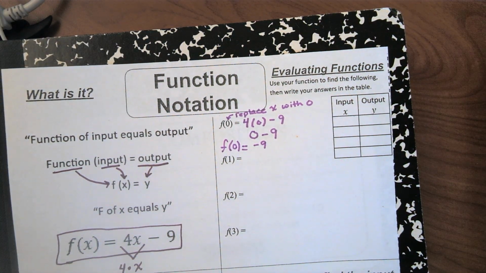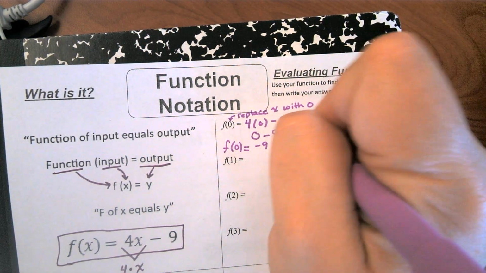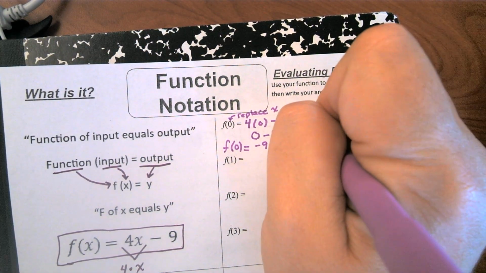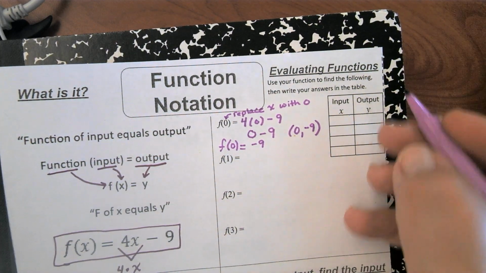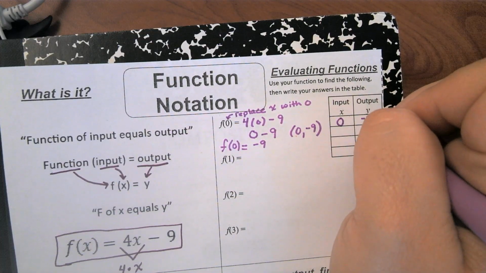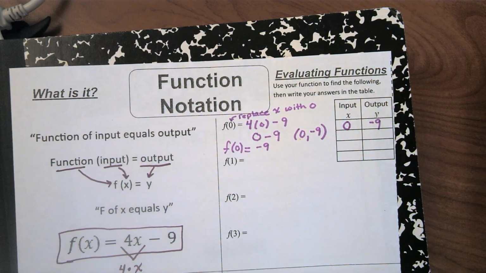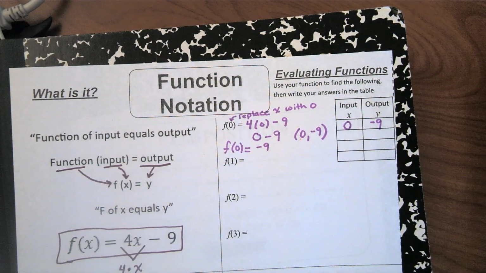So that is now an x and y pair that go together. When I put 0 in the function, out came a negative 9, my input and my output that go together based on this function. In the table, I would put 0 here as my input and negative 9 here as my output. Now we're going to do that a few more times with the same function, but we're going to change what the x value is, what the input is, each time.